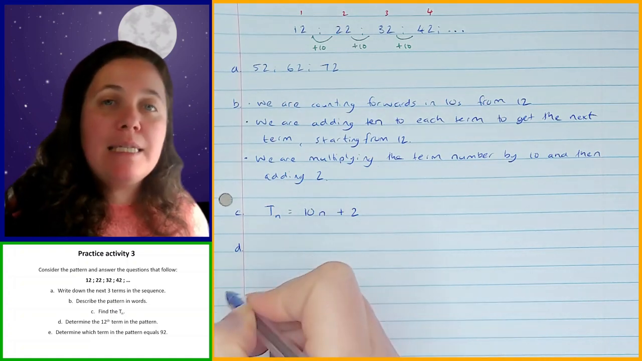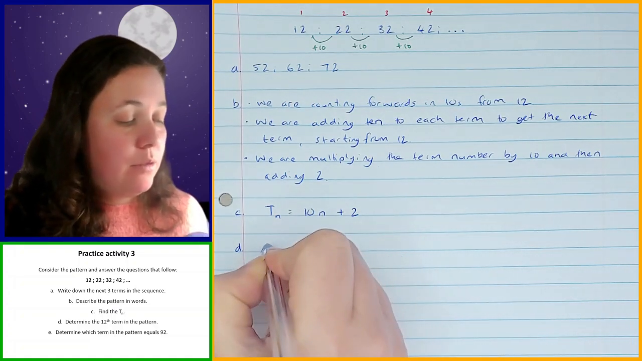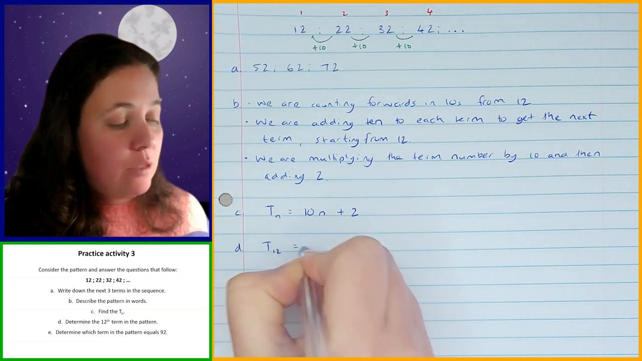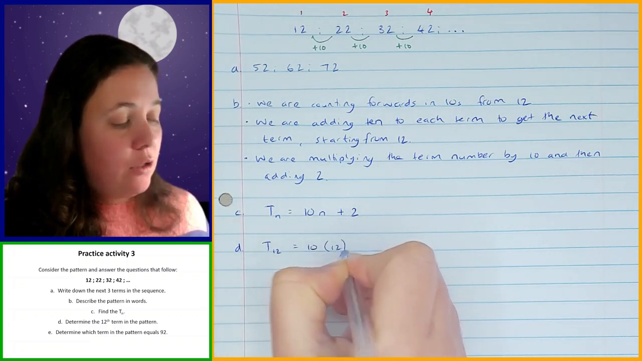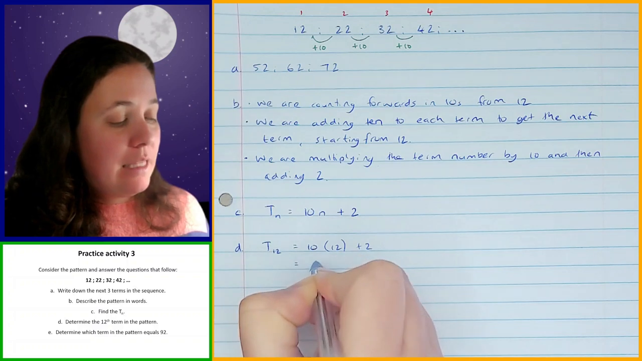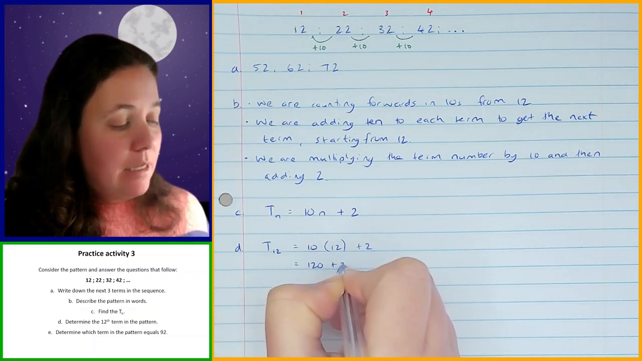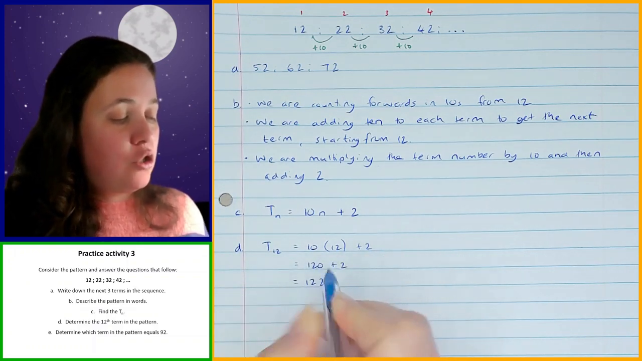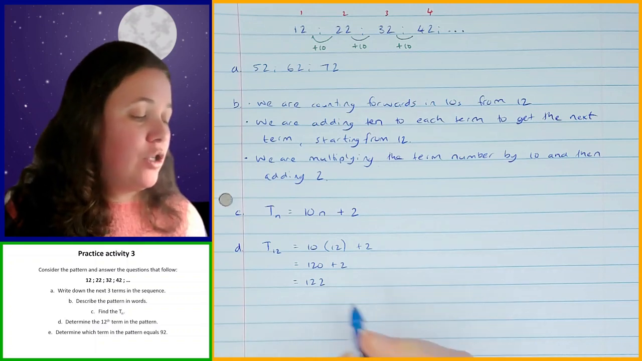So I'm going to replace the n with 12 in my rule. So T12 is equal to 10 times 12 plus 2. Simplify that. That gives me 120 plus 2 is 122. So my 12th term is 122.